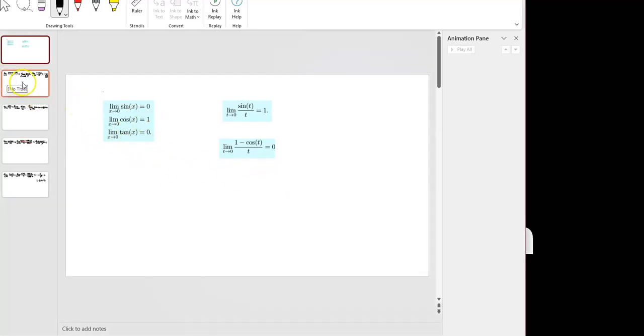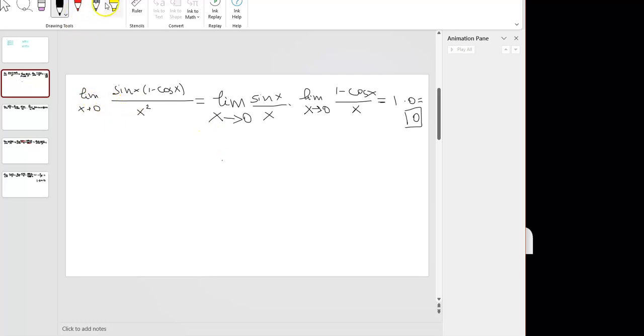So the first question I want to discuss is, let's look at this. We have this expression initially. Limit as x approaches 0 of the quotient, the numerator sine x times the quantity 1 minus cosine x divided by the quantity x squared. So we're trying to figure out what happens if we substitute x with 0. We get sine 0, 0, 1 minus cosine 0, 1 minus 1, 0.